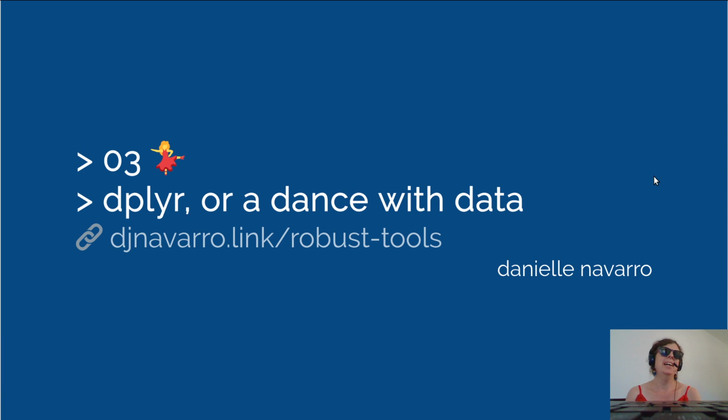Welcome to the 8th and last of the installments in our dplyr, or a Dance with Data, module for the Robust Tools class. My apologies for the length of the last one. I wasn't really expecting that to go for 40 minutes. I would strongly suggest, if you are going to use it, break that one up into two. Anyway, I will probably re-record that at a later date.